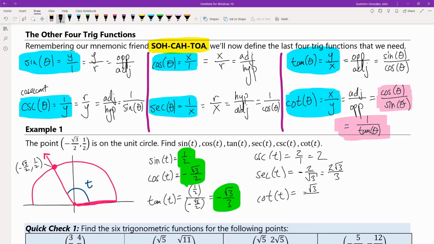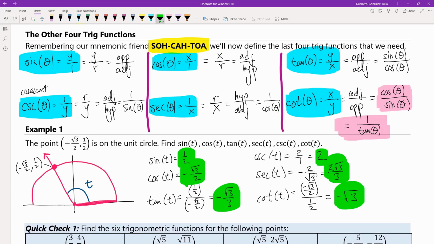Negative √3/2. Whoa. Let me make it nicer. Negative √3/2 divided by 1/2. Okay, and if you do this appropriately, you get negative square root of 3. Bam, we are done.